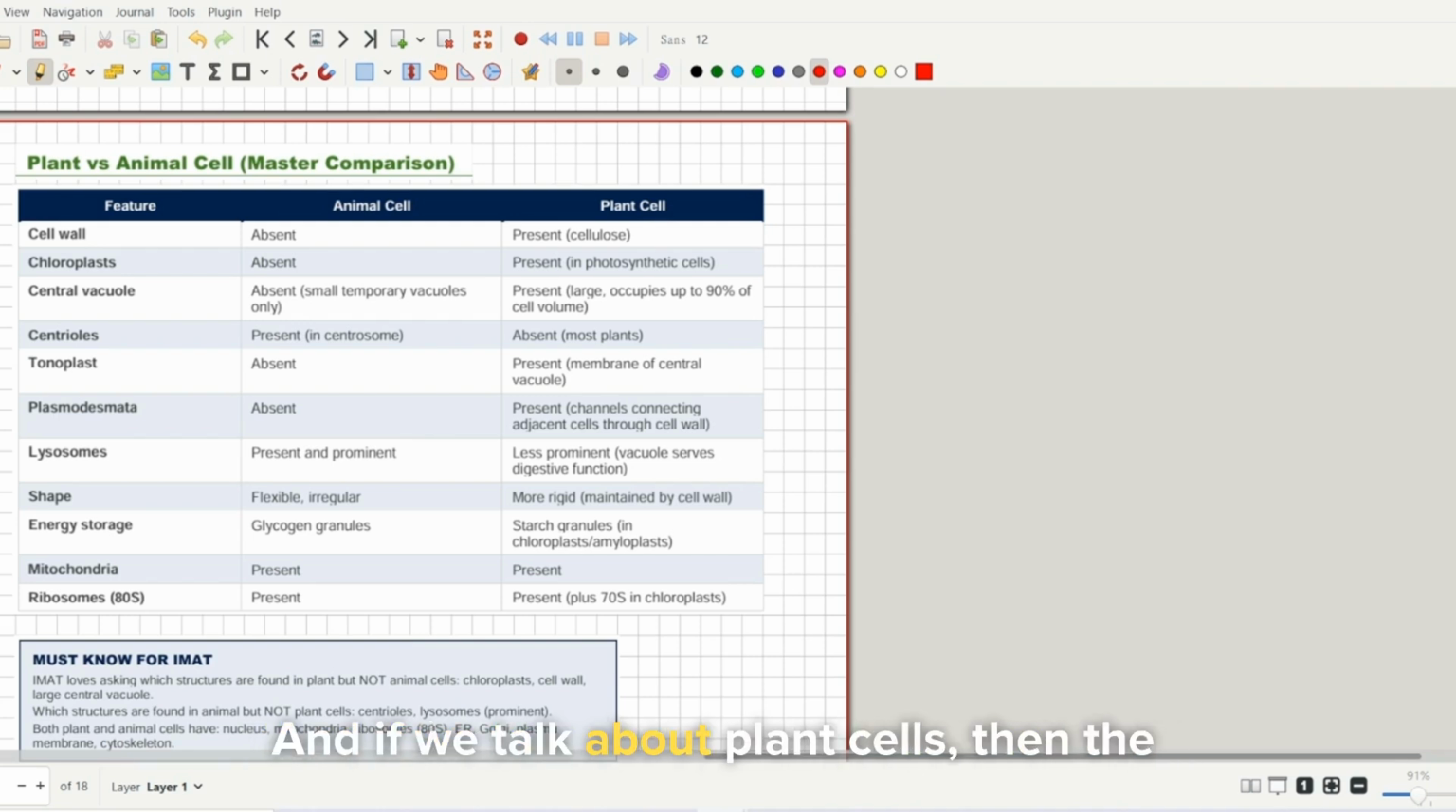And if we talk about plant cells, then the plant cells contain a large single vacuole, and the large single vacuole pushes the nucleus towards the peripheral region. That's why animal cells contain vacuoles in the peripheral region and nucleus in the center, while plant cells contain vacuole in the center and nucleus in the peripheral region. If we talk about centrioles, we already discussed it. Centrioles are only present in animal cells but absent in plant cells.